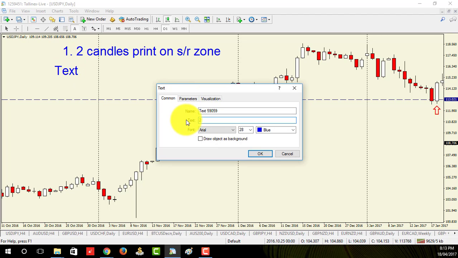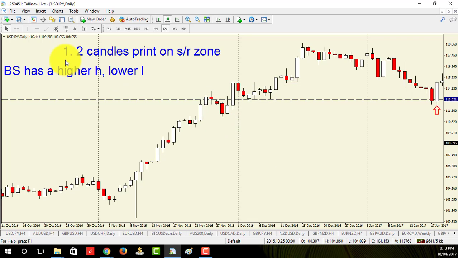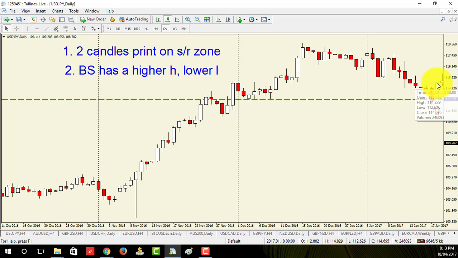But the second one is that the big shadow has a higher high and lower low. In other words, it completely engulfs the prior candle. Now, of course, this candle does have a higher high at 114.82, and the candle here has a high at 114.26. So it's got a really high, which is great. But the lowest low is not on our engulfing candle. It's not on the white candle here. It's on the red one. So it does not have a lower low than this candle.